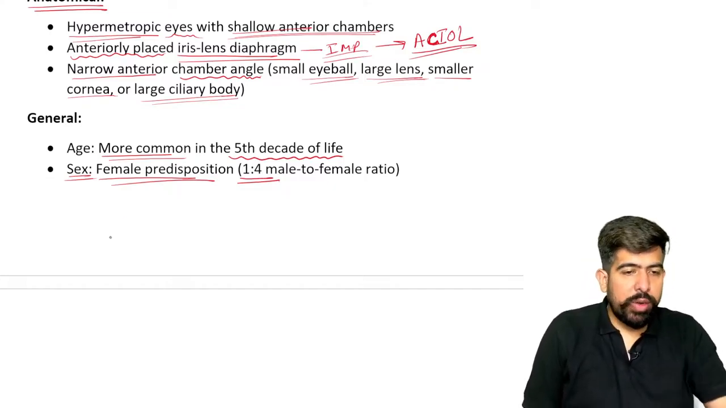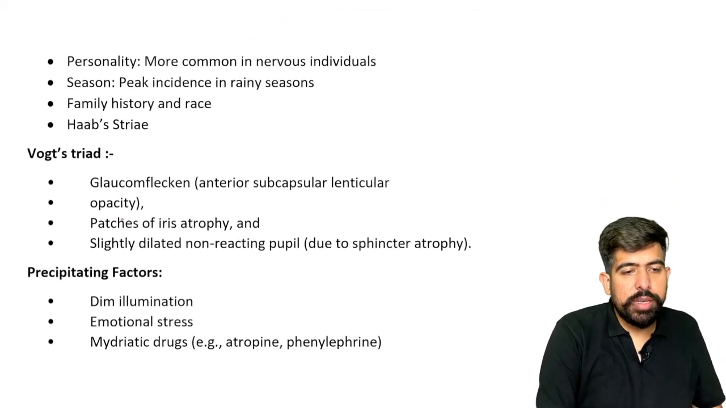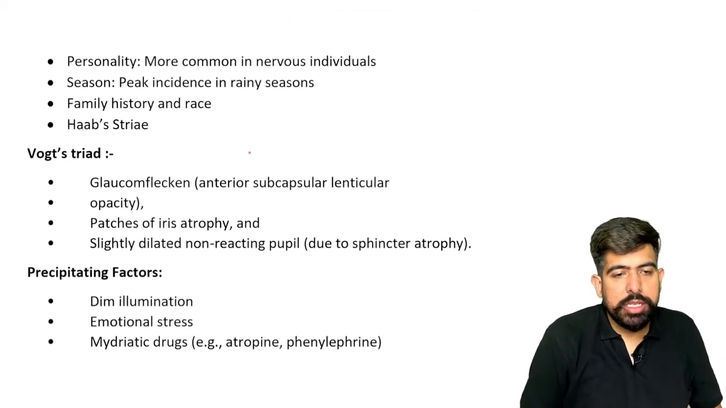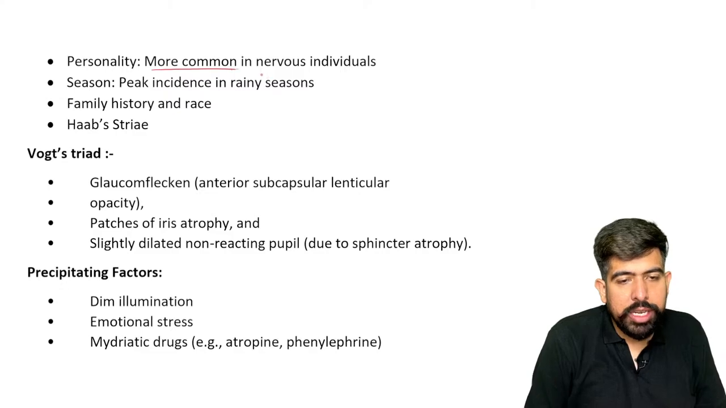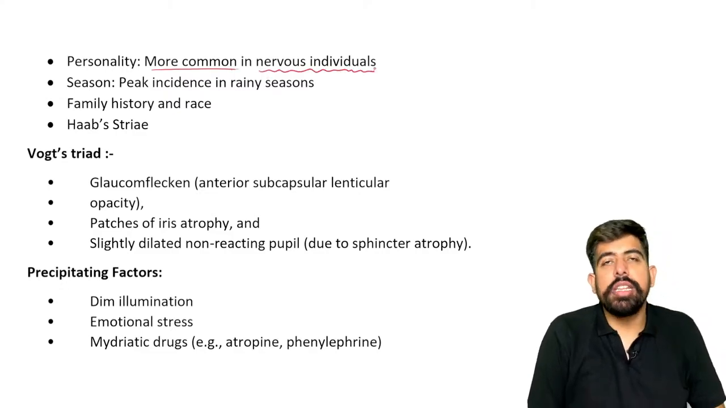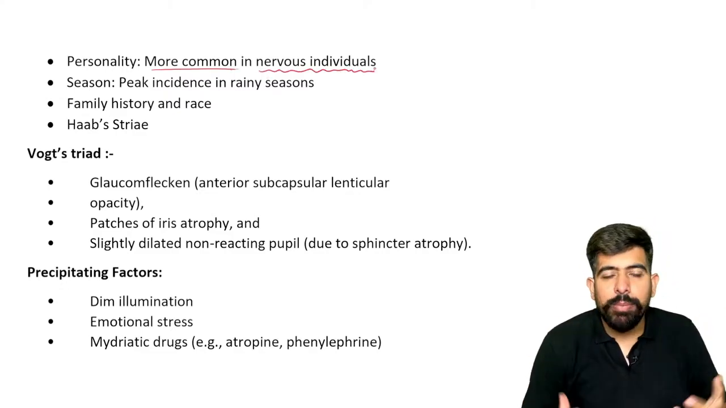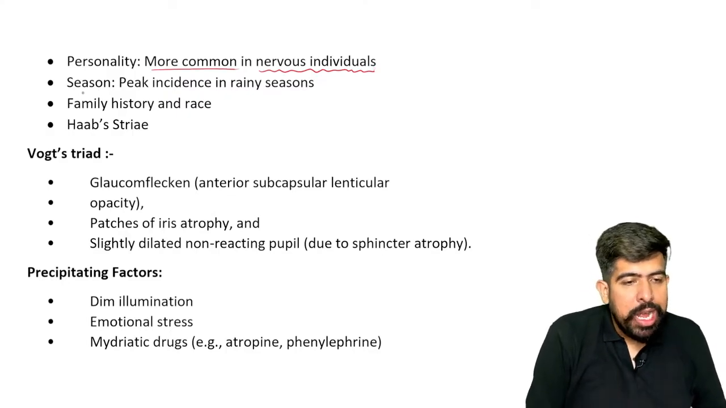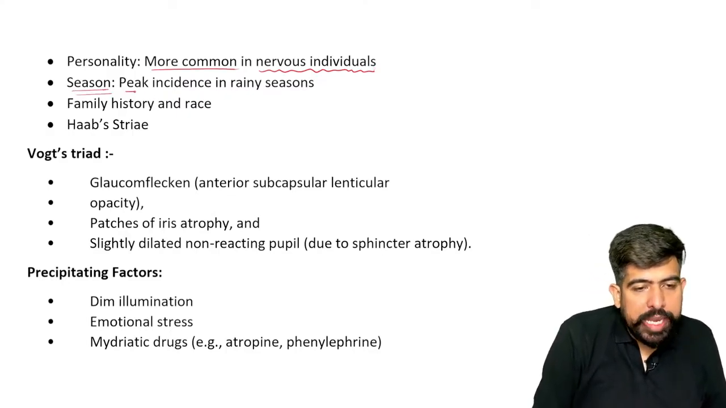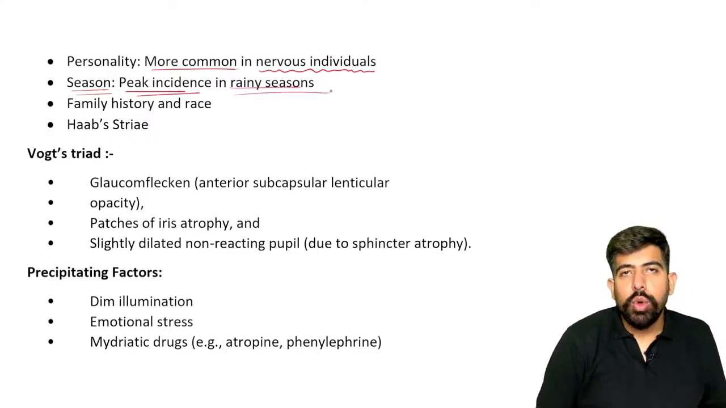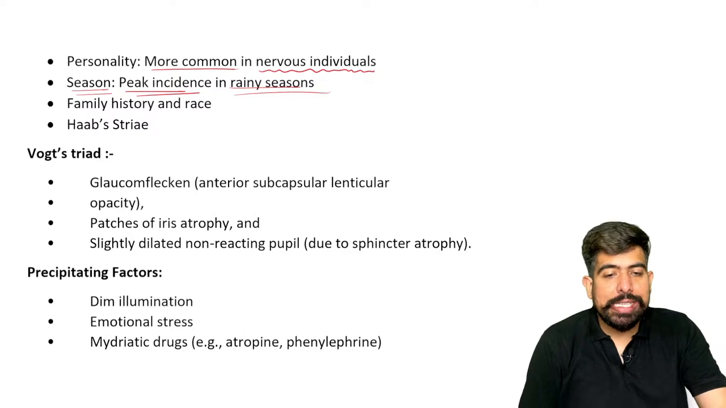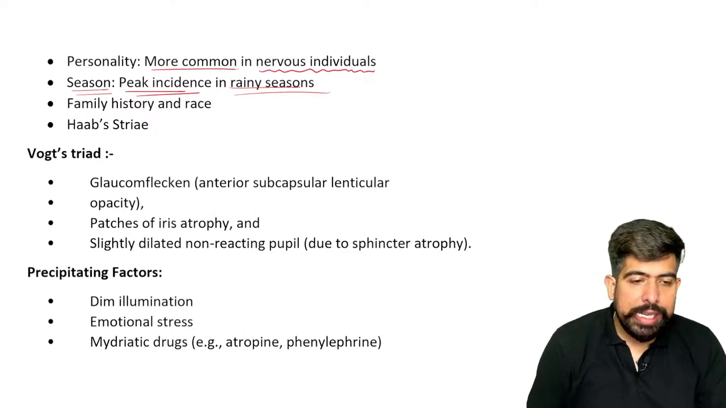Now, moving forward with the other general factors, there is personality. It is more common in nervous individuals. If the person has more nervousness, it is more common over there. And the season: the peak incidence is in the rainy season. Please remember about it. It is more commonly seen in your rainy season.